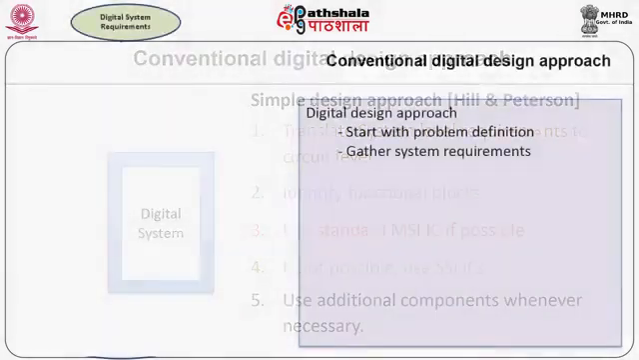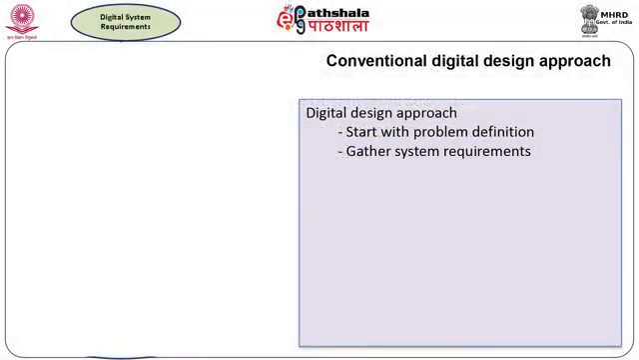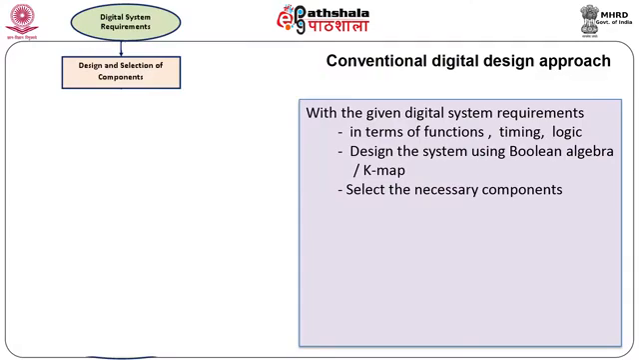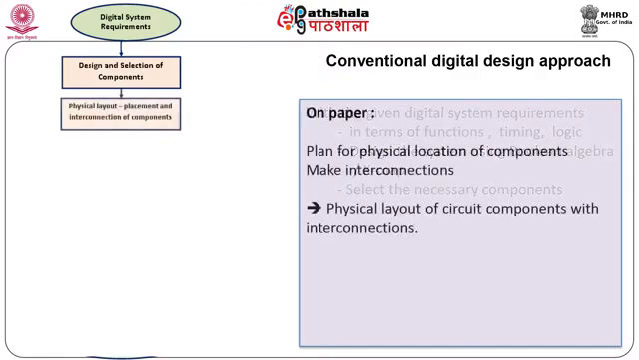Whenever essential. In the conventional design approach, as usual, let us start with a clear problem definition. System requirements are gathered in terms of input, output and process parameters. With the given digital system requirements in terms of functions, timings and logic, it is possible to design the system using Boolean algebra or K-map. At this stage, it is essential to select necessary components. The physical locations of the components are tentatively planned and then interconnections are made on paper. This generates the physical layout along with the circuit connections.